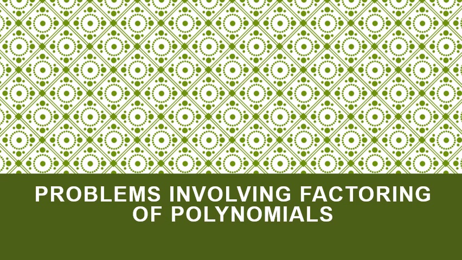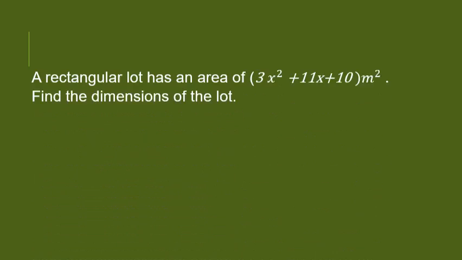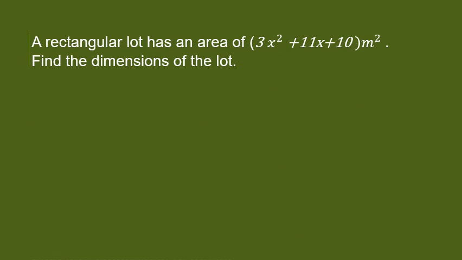Problems involving factoring of polynomials. So this is the J8 in your module. The number one example: a rectangular lot has an area of 3x squared plus 11x plus 10 m squared. Find the dimensions of the lot. When we say dimensions of the lot, we're going to get the length and width, and then the area.